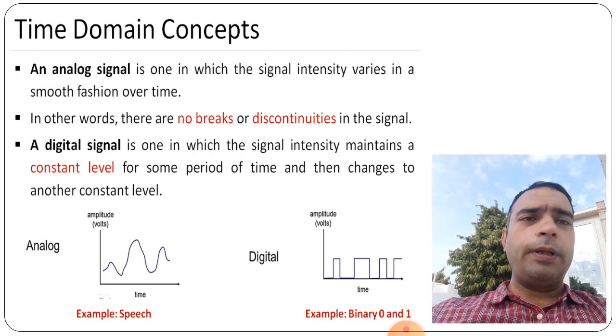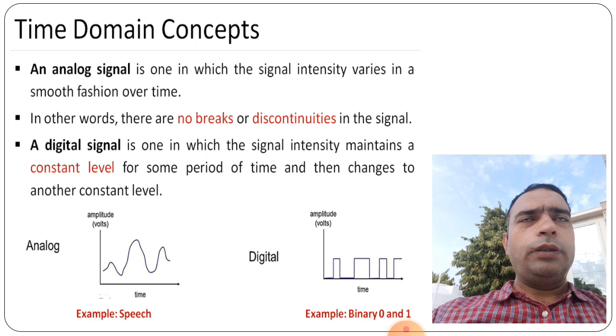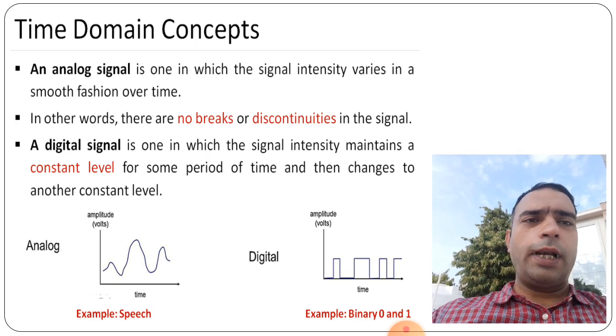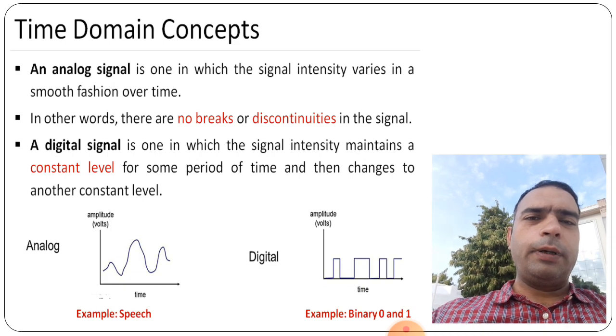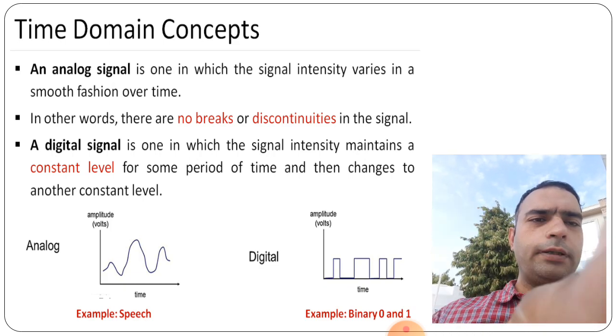So that can be given through, we can say, a landline telephone. So in that case we are able to see these analog signals. Okay.